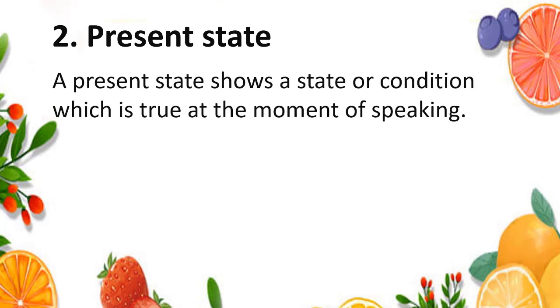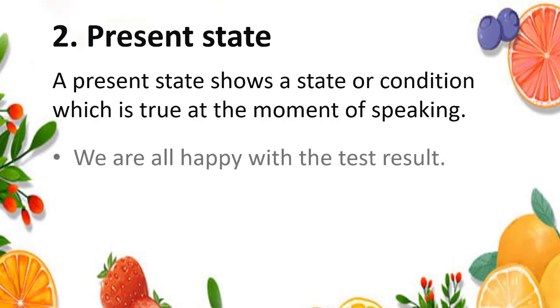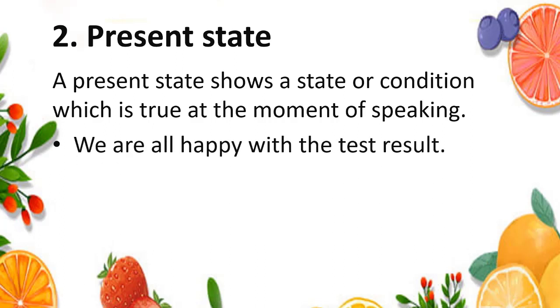A present state shows a state or condition which is true at the moment of speaking. So it's true at the moment of speaking. The condition is going on at the moment of speaking. Here, we are all happy with the test result. Yeah, because in the previous test, we had bad grades. Now, in the current test, we have good grades. So we are all happy with the test result. It's a present condition, present state.